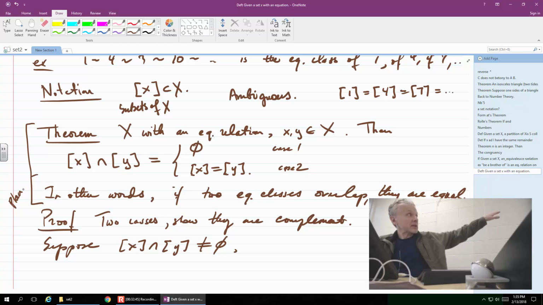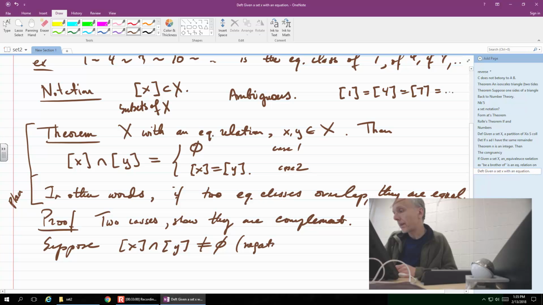The assumption that I just made, suppose the intersection is non-empty, is the negation of what? Of the intersection is empty, and that's case 1. So if you like, this is the negation of case 1. Empty, non-empty. Okay, so that's the negation of case 1, and now I would like to arrive at case 2. It will prove that they do overlap. They will prove that there are only two cases.